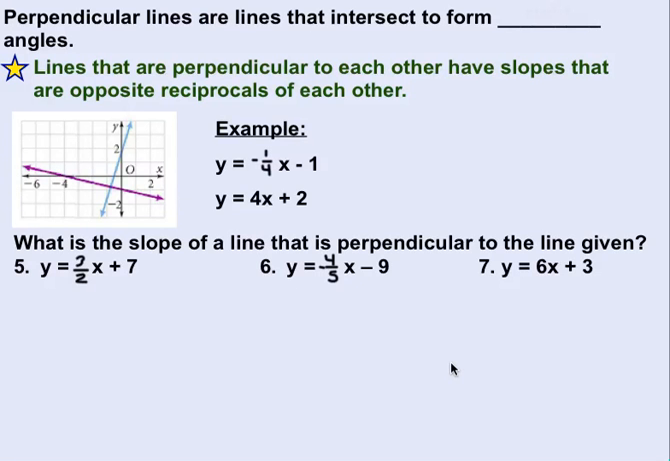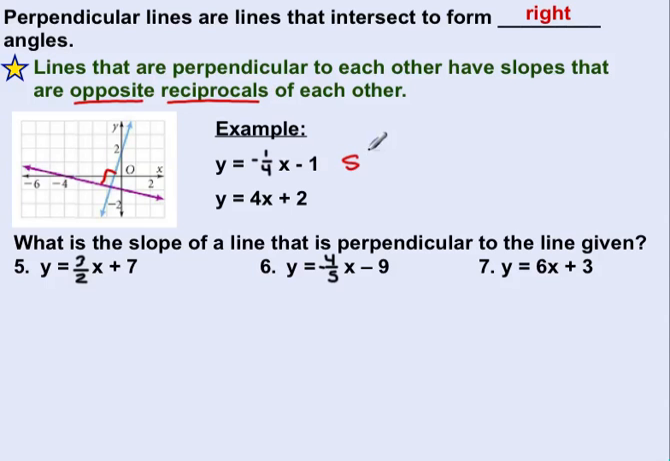As a reminder, perpendicular lines are lines that intersect to form right angles to one another. You can see there's an example already here where we have a blue and a reddish line. They're coming in at a 90-degree angle to one another. What's really important for you to know is that lines that are perpendicular to each other have slopes that are opposite reciprocals. With the example that's graphed there, they also give the equations of the lines.